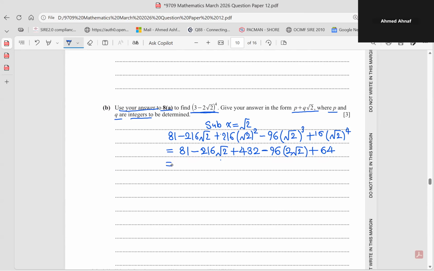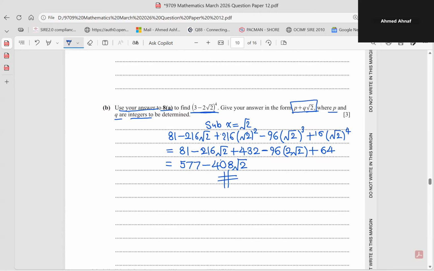Okay, now for all the whole numbers, 81 plus 432 plus 64 is 577. And the square root 2 terms is 216 minus 96 times 2. So you get minus 408 square root 2. And yeah, this fits our template here exactly. So we can leave this as our final answer.